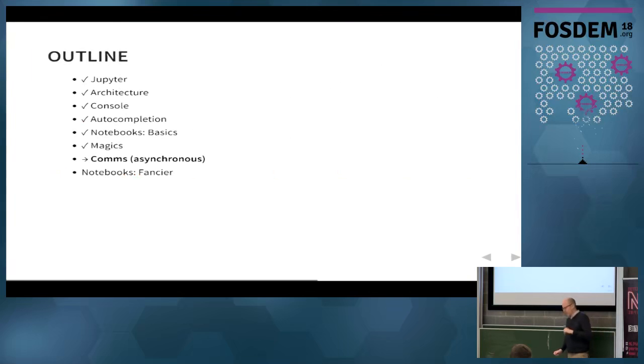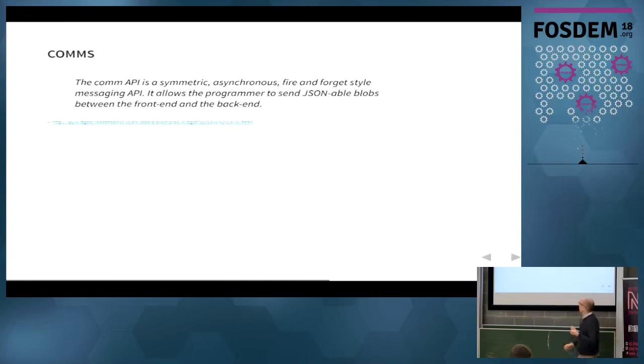OK, so let's talk about something a little bit trickier, and that is something that they call comms in the Jupyter world. And I'll just use the definition from their documentation. So the COM API is a symmetric, asynchronous, fire and forget style messaging API. It allows the programmer to send JSONable blobs between the front end and the back end. OK, so the Jupyter kernel supports the COM API. And I'm going to show a few examples of how this works and why it might be useful.